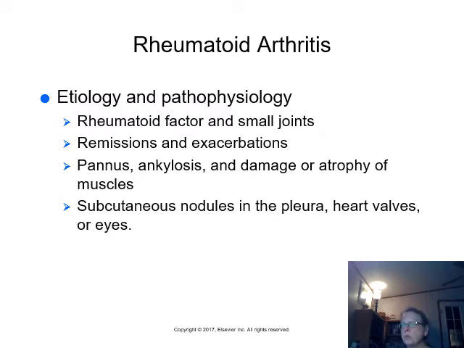Moving on to rheumatoid arthritis. Once again, this is an inflammatory disease that has remissions and exacerbations, so it comes and goes. We have ankylosis, where the joint seems to freeze up, and damage and atrophy of muscles. Pretty soon you have subcutaneous nodules, and it can affect your heart valves and your eyes as well.